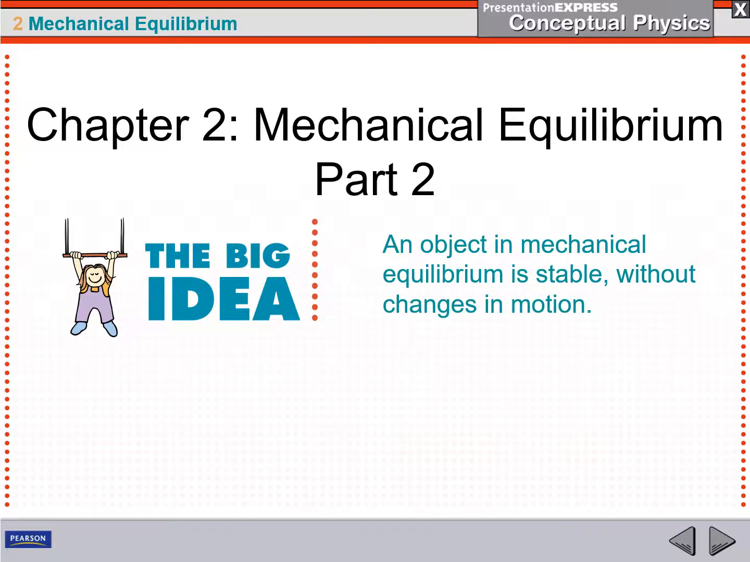Hello and welcome to our second lecture on mechanical equilibrium. This is Chapter 2 in Hewitt's Conceptual Physics textbook.